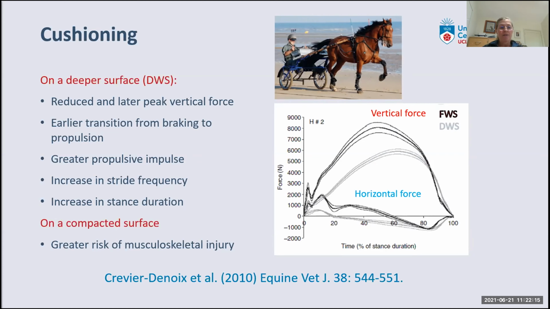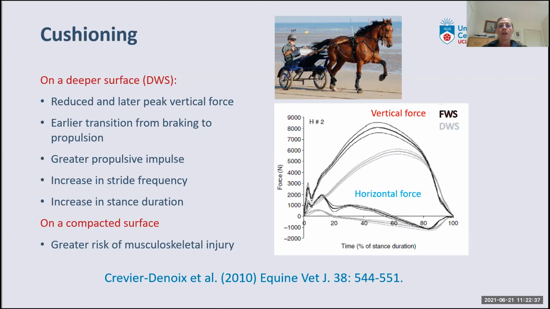So here we have the study again from the French group who looked at trotters. And this is a really nice study, and the graphs, hopefully on the right-hand side, will help us to explain those differences, just beyond just peak forces.